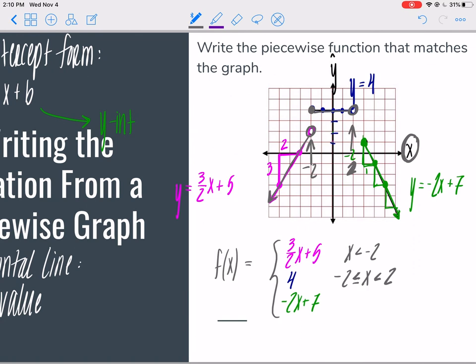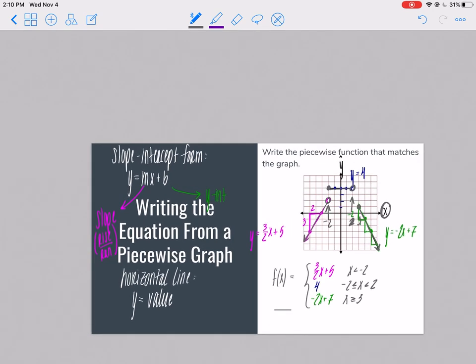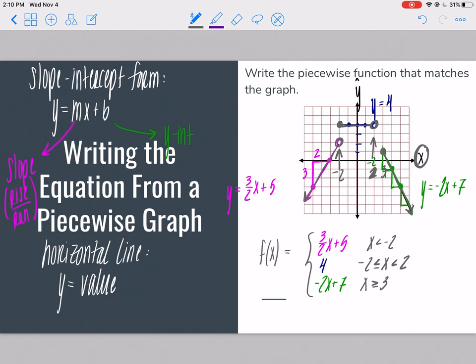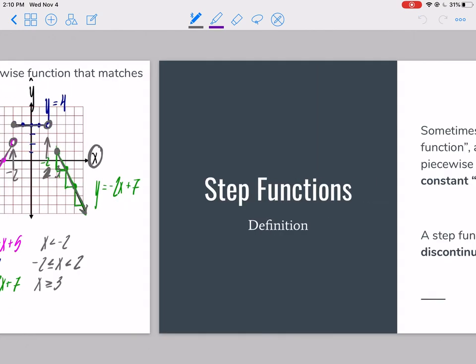And then here, the last one, this starts at 3, so when x is 3, and goes all the way to positive infinity. So x is greater than or equal to 3, and it can equal 3 because there's a point right there. So that is how you would write the equation from a piecewise graph. Like I said, we're just going to give you lines, so you won't be having to deal with quadratics or anything like that quite yet.